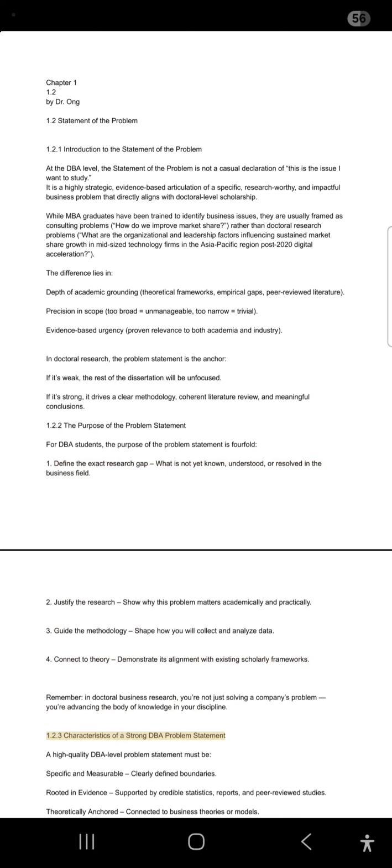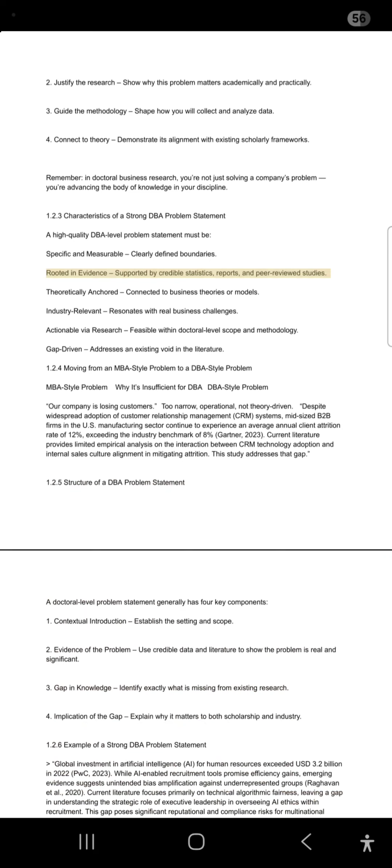1.2.3 Characteristics of a strong DBA problem statement. A high-quality DBA-level problem statement must be specific and measurable, with clearly defined boundaries; rooted in evidence, supported by credible statistics, reports, and peer-reviewed studies; theoretically anchored, connected to business theories or models; industry relevant, resonating with real business challenges; actionable via research, feasible within doctoral-level scope and methodology; and gap-driven, addressing an existing void in the literature.